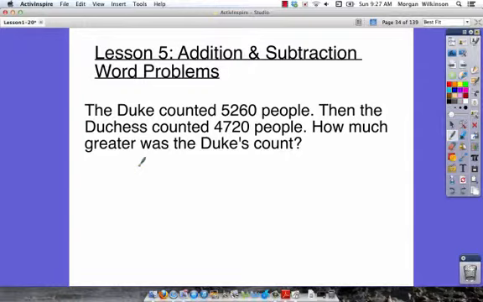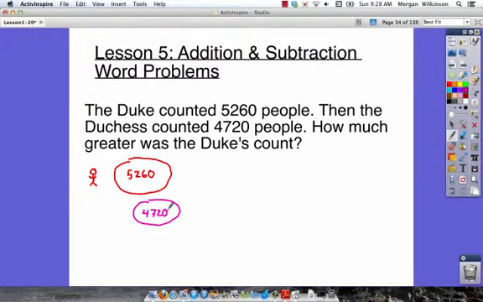Then the Duchess counted 4,720 people. How much greater was the Duke's count? Now, in this, we could go ahead and draw a picture, but if you thought about it, drawing a picture of 5,260 people would be a little time consuming and a little ridiculous. We don't need to do that. But what we could do is draw a bubble for the Duke, 5,260 people in there. Then we could draw a bubble for the Duchess, and we'll make the Duchess pink. 4,720 people. And the question is, how much greater was the Duke's count? So we need to figure out how much bigger the Duke's count was than the Duchess's count.